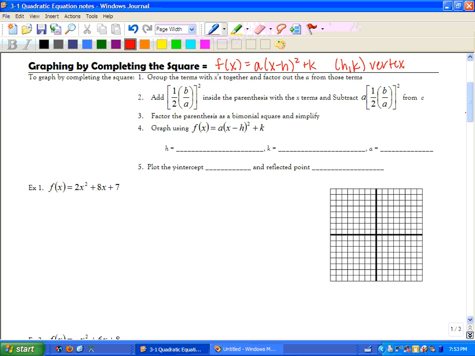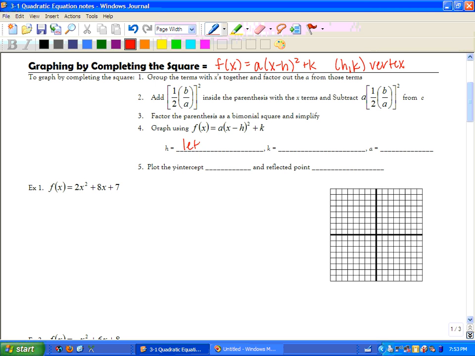So what we're going to do is group the terms with the x's together and factor out the a from those terms. And then you're going to add 1/2 times b over a, squared, inside the parentheses with the x terms and subtract that also from the c term. And then you factor the parentheses as a binomial square and simplify, and you're going to graph using this format.